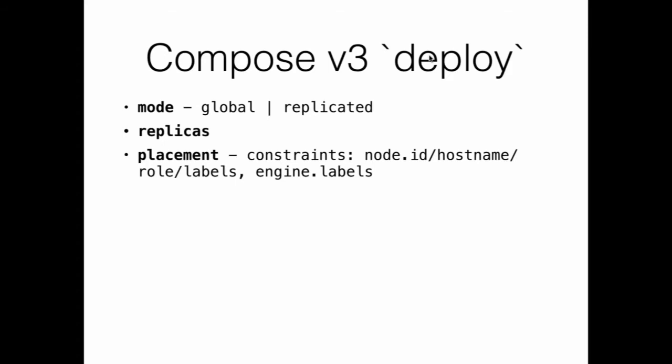Or you can also use the engine labels, meaning when you run your Docker daemon, you can also specify labels for the daemon. So when you deploy a service, you can select the daemon based on these labels. It provides you a lot of flexibility in which resources you would like to allocate to which services.